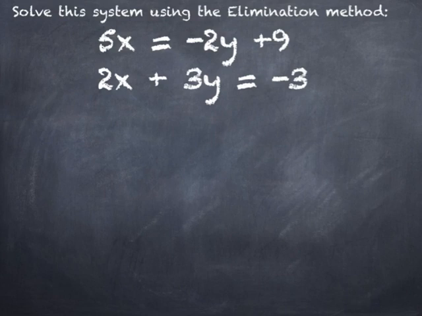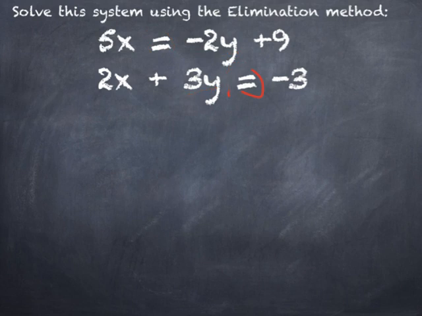Okay, so the question says, solve the system of equations using the elimination method. And the first thing that I notice about these two equations is that my y's don't line up, my equal signs don't line up. So I'm going to need to take care of that first before I do anything else.